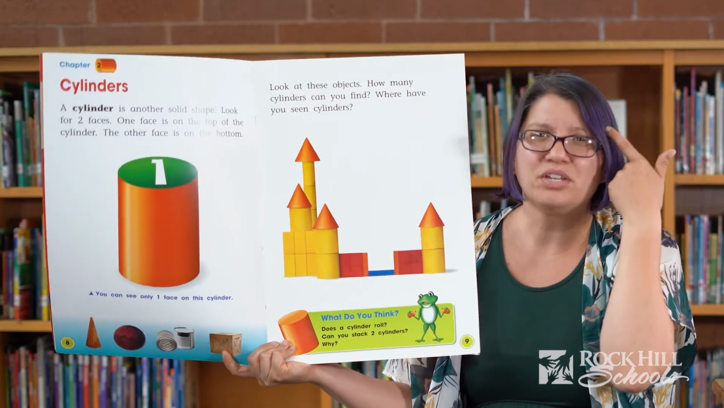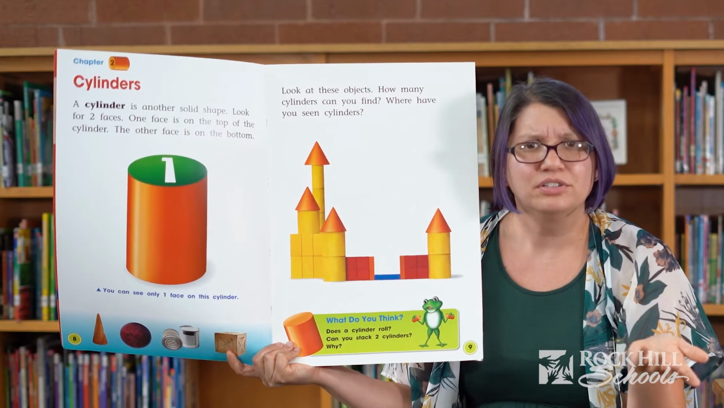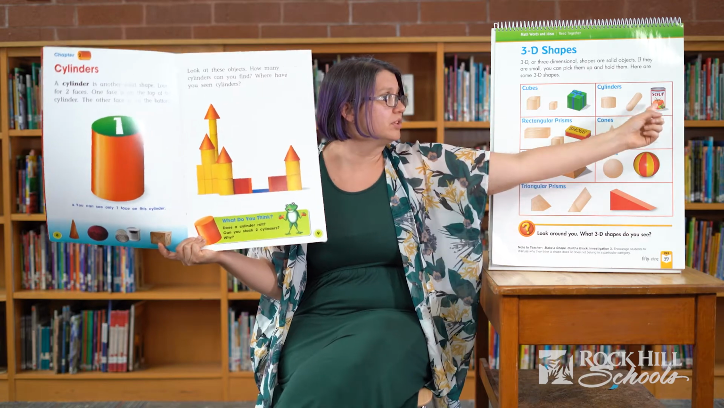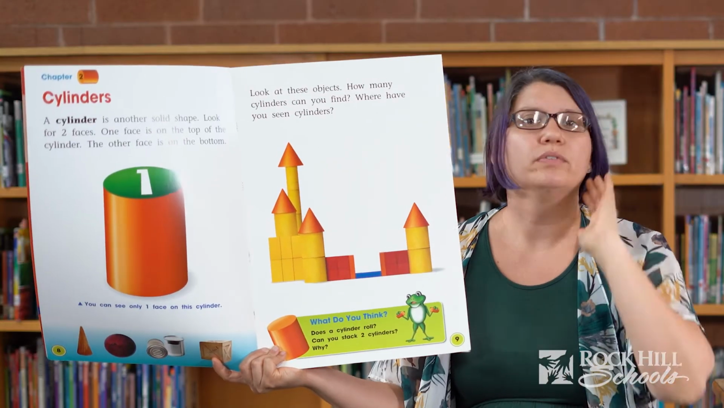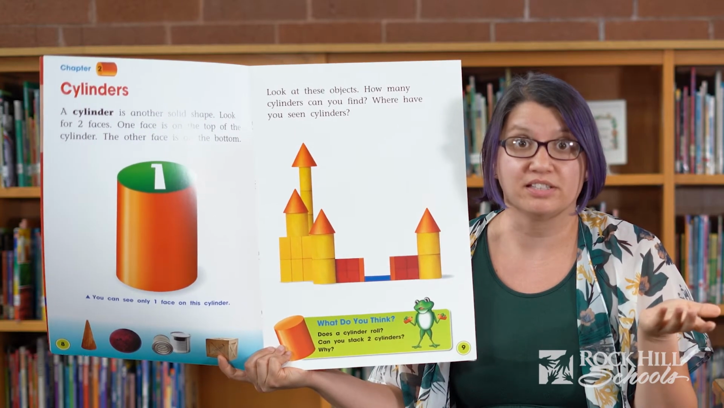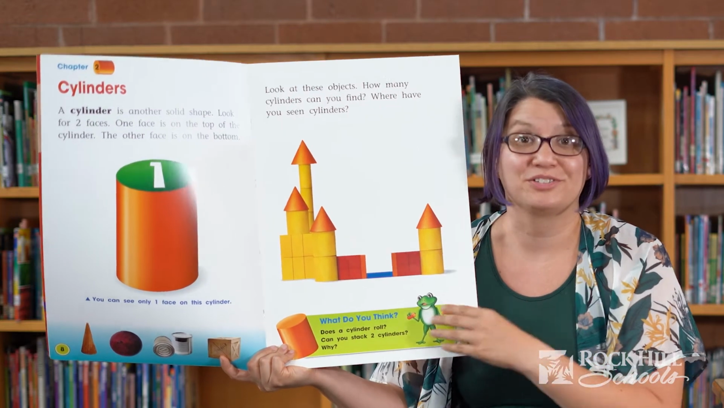Can you think of something you've seen at home that is a cylinder? You know what? I know this example is a soup can. That's a cylinder. What about, have you ever seen like markers or crayons? Those are actually cylinders. Maybe you can look around your house and see if you see any other cylinders.